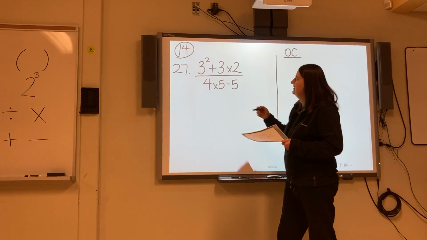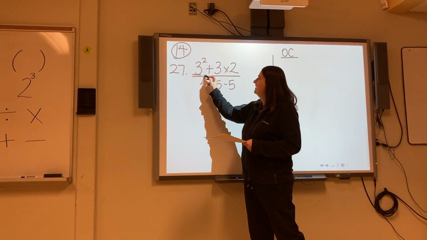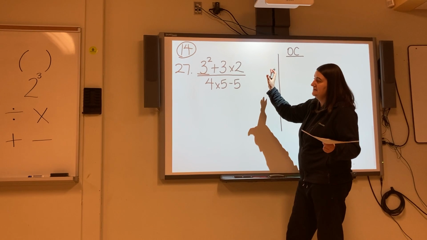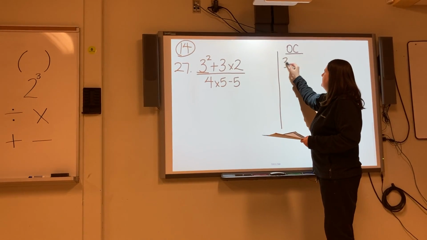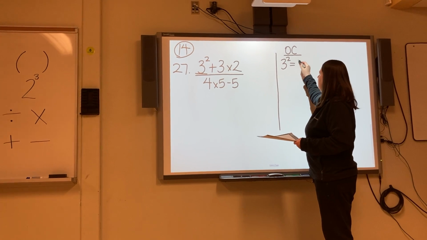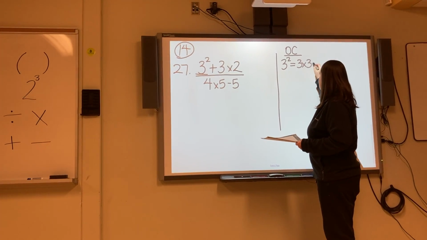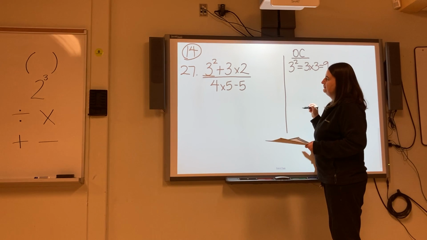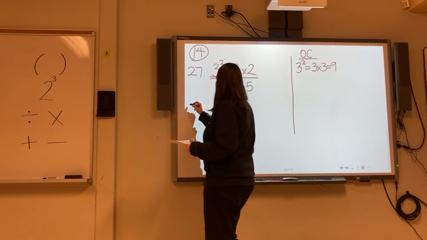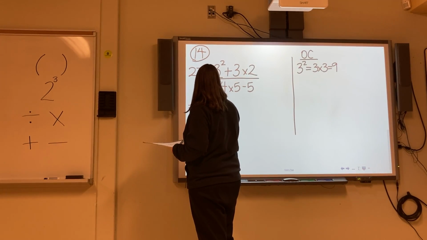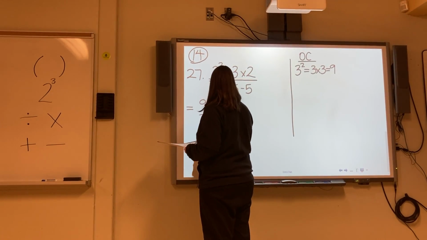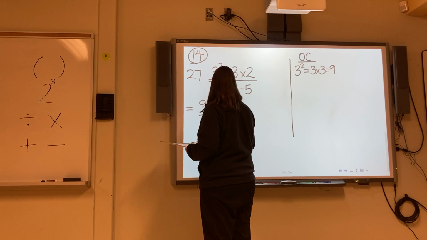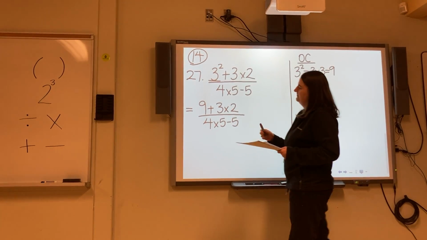And of course, the first thing we're going to do is our exponent. We don't have any brackets, so the next thing on our BEDMAS totem pole is the exponent. So 3 to the 2 really means 3 times 3, which is 9. So I go back to my question. So now I've got 9 plus 3 times 2 divided by 4 times 5 minus 5.